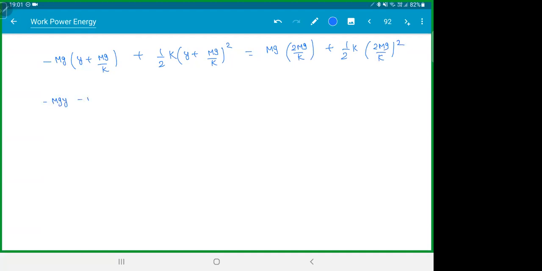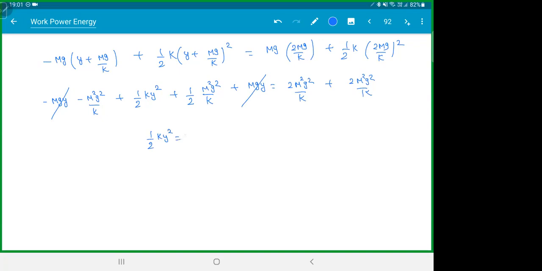Minus mgy minus m square g square by k. This term would be half k y square plus half m square g square by k. And this will be k. They will get cancelled. mgy. This will be 2 m square g square by k plus 2 m square g square by k. mgy gets cancelled. It's not really that bad actually.